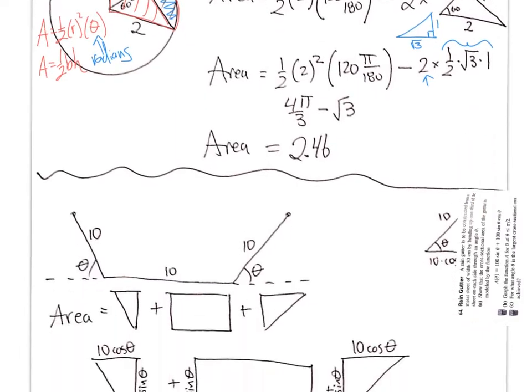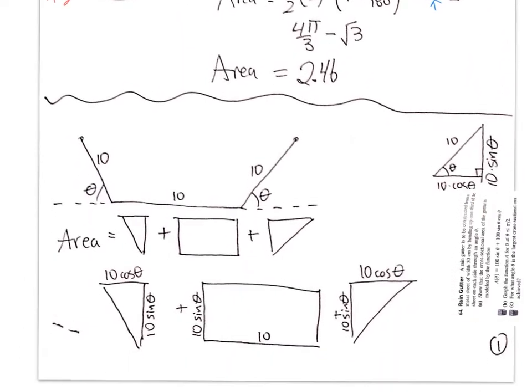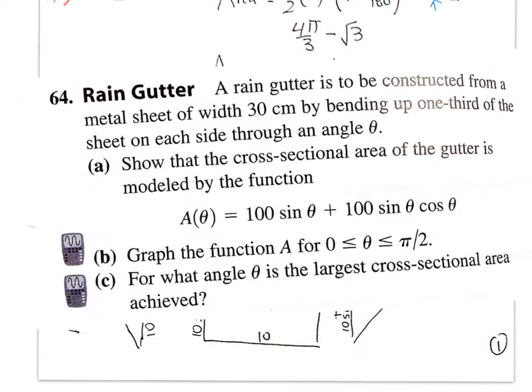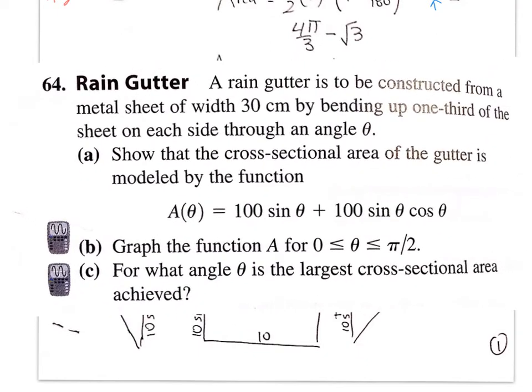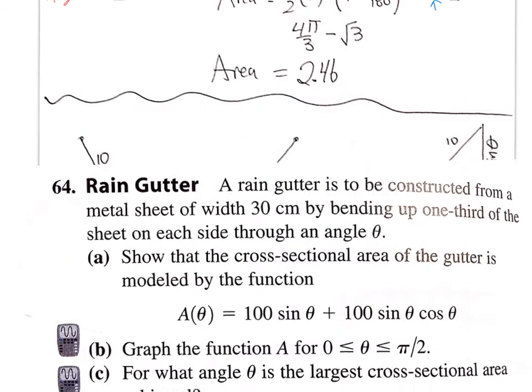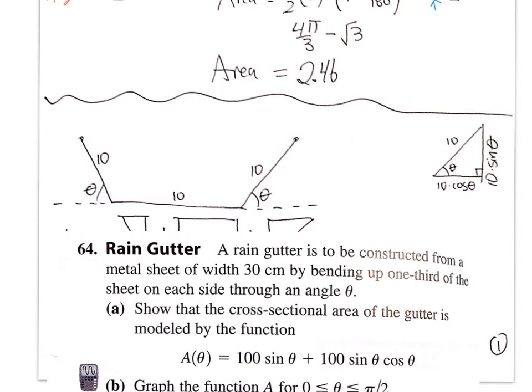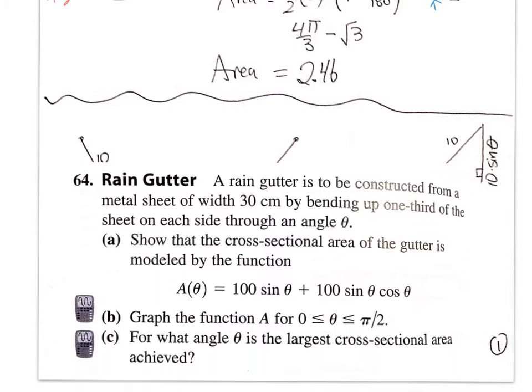Our second question for this says this. Alright. Hint, that looks like number 64. So there's a rain gutter. A rain gutter is to be constructed from a metal sheet of width 30 centimeters by bending up 1/3 of the sheet on each side to an angle theta. So here's our rain gutter, where we have 10 centimeters, 10 centimeters, 10 centimeters, and we're bending up these sides so they could get steeper, and we could have a rectangular rain gutter, or it could be like this, or we could have it out at 45 degrees. You've seen rain gutters before.